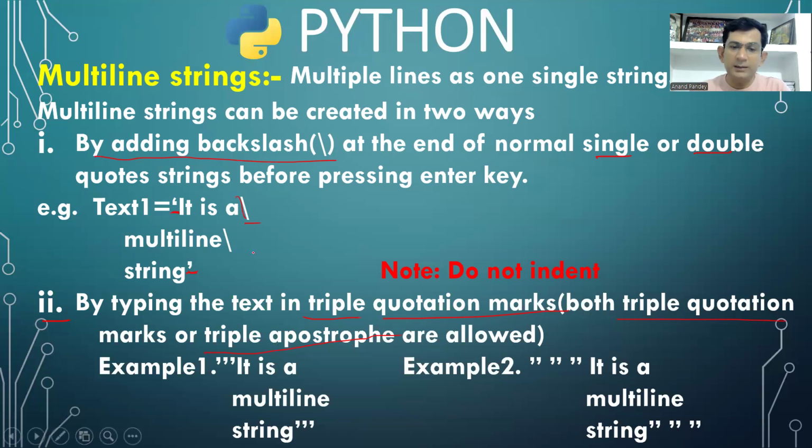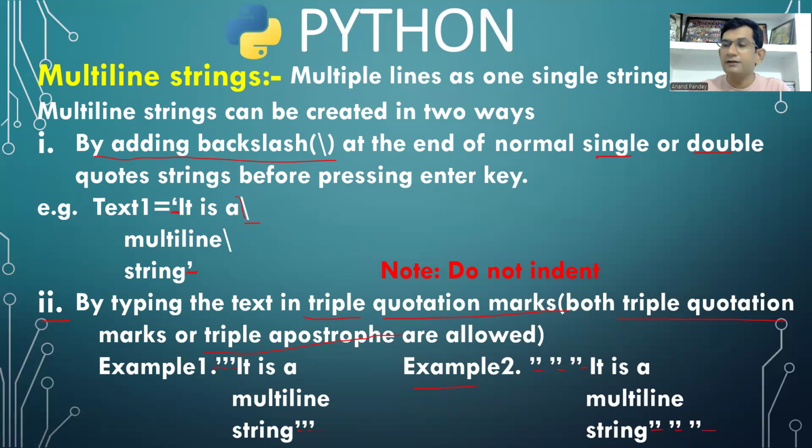Let's see. Here I have created one multi-line string, and here I am using apostrophe symbols. Three apostrophe symbols are here. And this is a multi-line string, and you can see there is no backslash I am using. Example 2: here, instead of using apostrophes, I am using triple quotes. Both are correct. Both are allowed in Python.